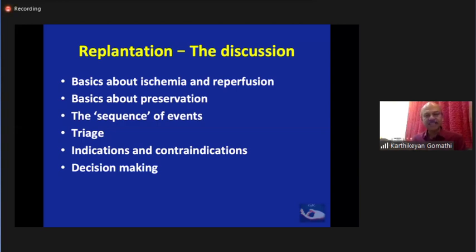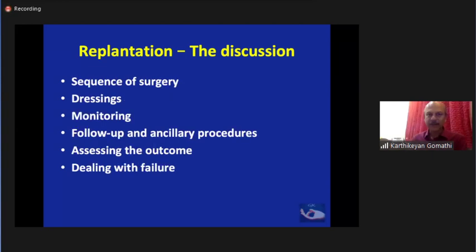Then we'll talk about the basics of preservation, and then the sequence as the patient enters the hospital: the triage, the indications and contraindications that are already established, then making a decision whether we are going to replant or not. Once we have made a decision to replant, the sequence of surgery, the different steps we'll be following, then the dressings, the post-operative monitoring, then the follow-up. This is very important. The entire work of the plastic surgeon or hand surgeon or replantation surgeon begins with the replantation. The surgery is not over, the procedure is not over.